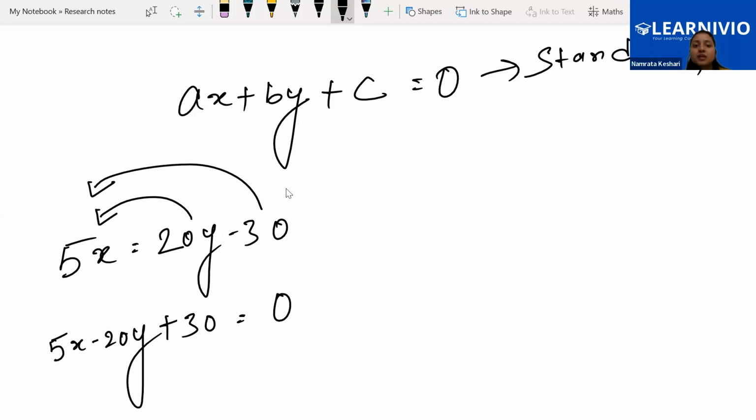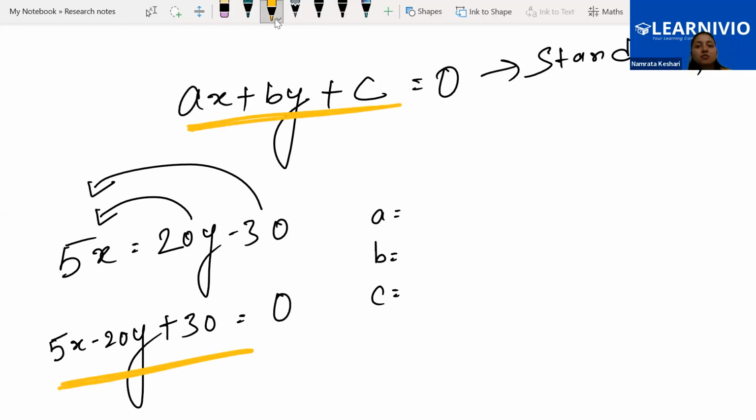Now the question can also be to write it in the standard form and then find a, b and c by comparing with the standard format. Can you tell me what is a, what is b, what is c? Ma'am, a is 5, positive. b is 20 or minus 20? Negative, minus 20. Perfect. And c will be 30, minus 30 or plus 30?